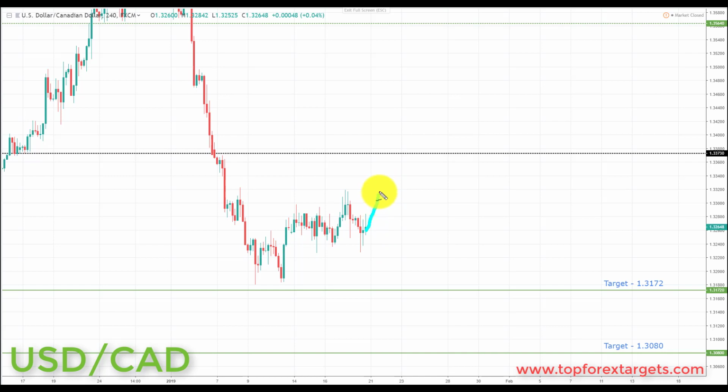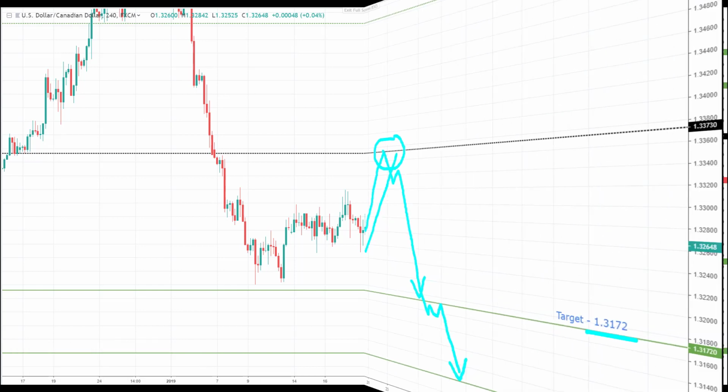So if we can get another pullback and preferably, as always, a retest of broken support turning resistance at the 1.3373, this is going to be a great place we're going to start to consider shorts, looking for bearish formations and patterns, looking to trade to the downside to the next key of support at the 1.3172. And if we can get a break through here, we're going to be looking at the next key of support to the downside and the target set at the 1.3080.